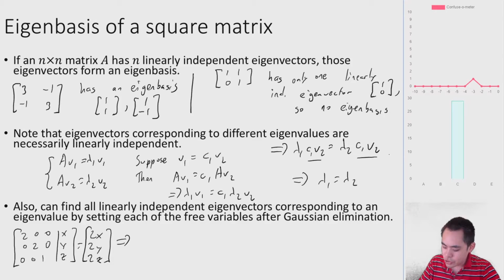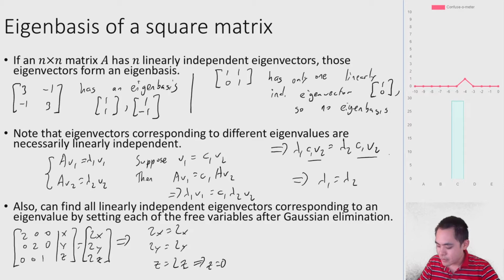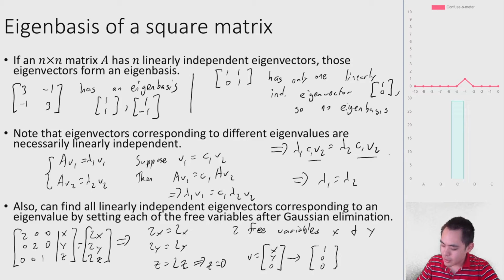So when you solve the system of equations, what you have is 2x is equal to 2x, 2y is equal to 2y, and z is equal to 2z. So this implies that z is equal to 0, because otherwise z can't be equal to 2z. And so you're left with two free variables, x and y. And so your vector v is equal to (x, y, 0). And you get two different eigenvectors, and these are actually linearly independent eigenvectors.